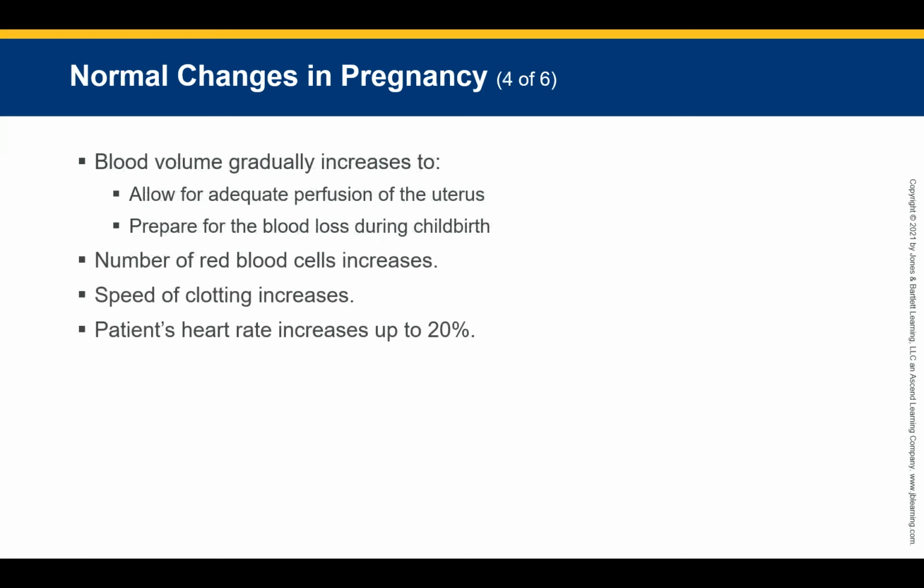Overall blood volume does gradually increase throughout pregnancy, for adequate perfusion of the uterus and to prepare for blood loss that occurs during childbirth. So we know that they're going to lose some. The blood volume may eventually increase as much as 50% by the end of pregnancy. The number of red blood cells also increases. The speed of clotting increases to protect against excessive bleeding during pregnancy or during delivery, sorry. By the end of the pregnancy, the pregnant patient's heart rate increases up to 20% to accommodate the increase of blood volume. The cardiac output is significantly increased also.